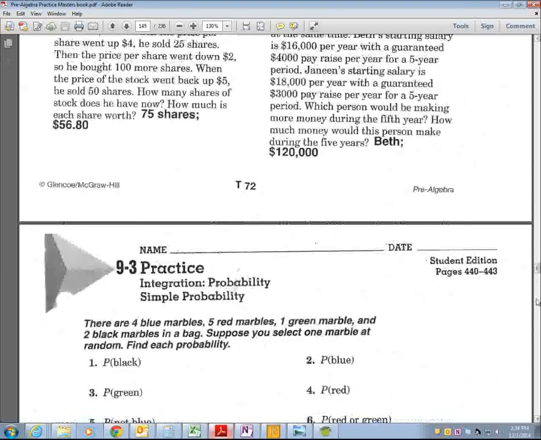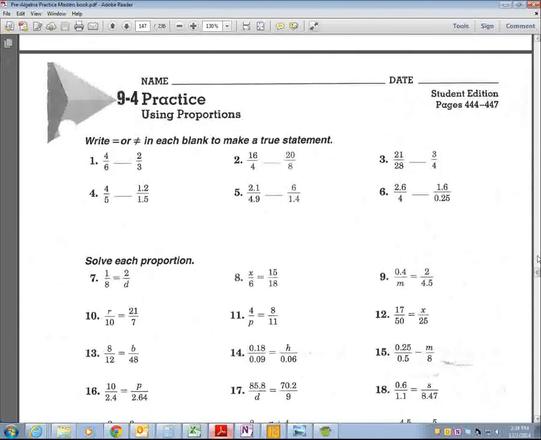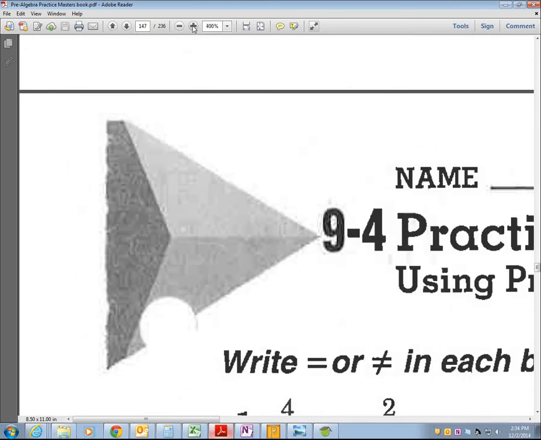This is 9.4. So this is 9.4, and this is a little bit different than what you guys have.